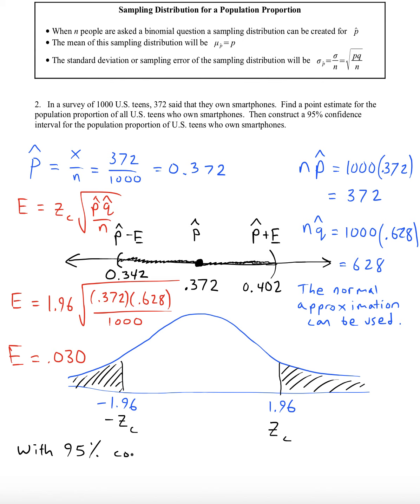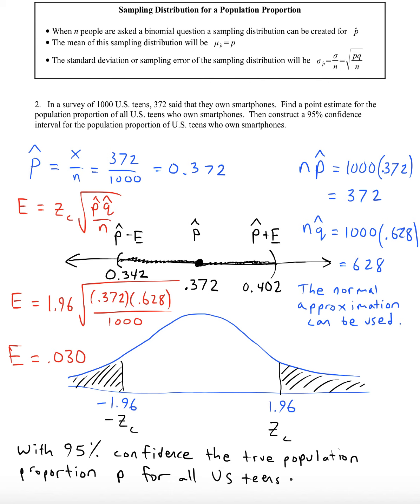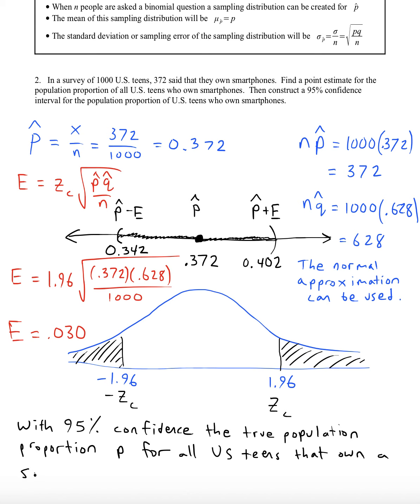With 95% confidence, the true population proportion P for all U.S. teens that own a smartphone is between 0.342 and 0.402, which would be 34% and 40%.